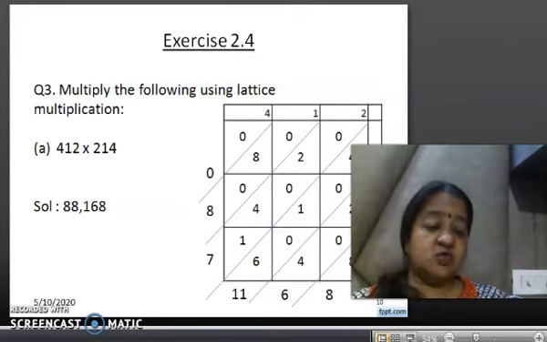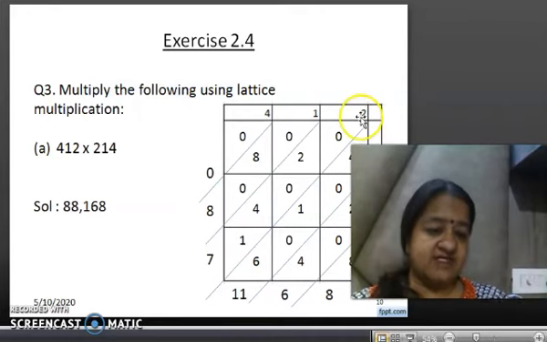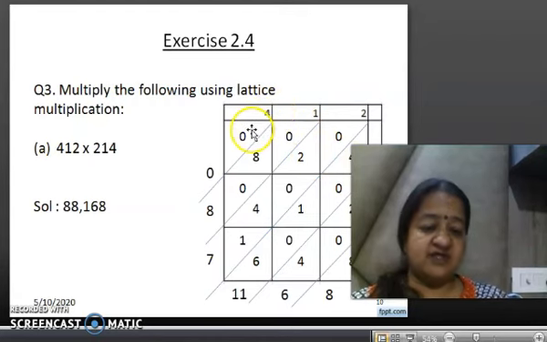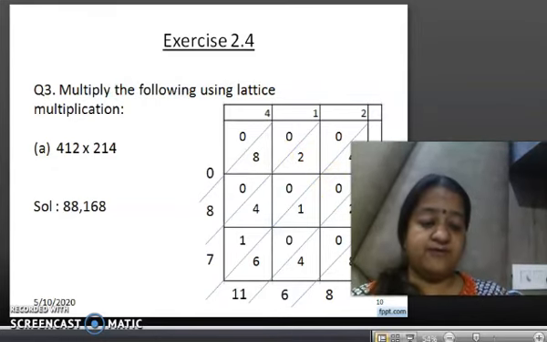Now this is 2. It has to be multiplied by this 2 first. So 2 2s is 4. I have written 0 4 4. 2 1s is 2, 0 and 2. 2 4s is 8, 0 and 8. Now I come to the second digit 1. 1 multiplied by 4 is 4. 1 multiplied by 1 is 1 and 1 multiplied by 2 is 2.